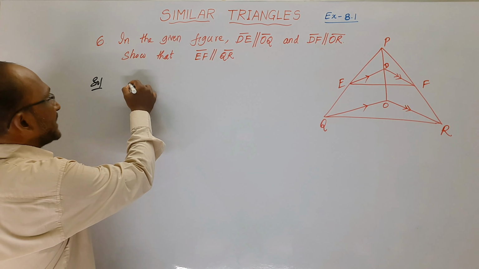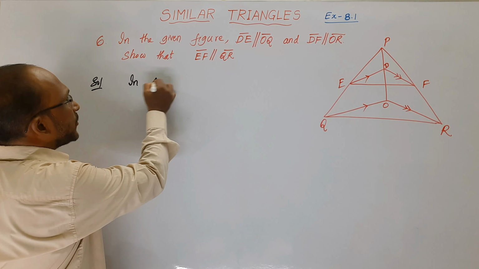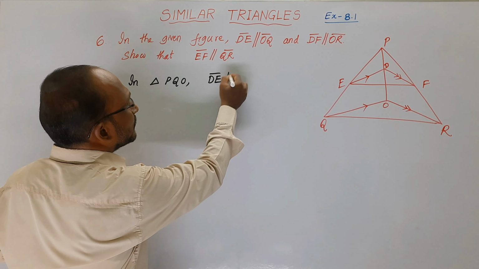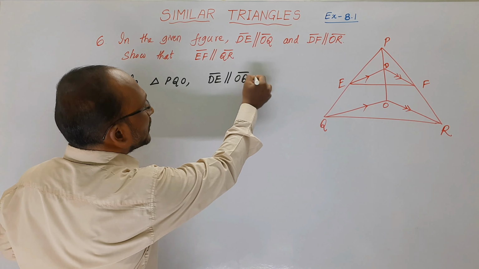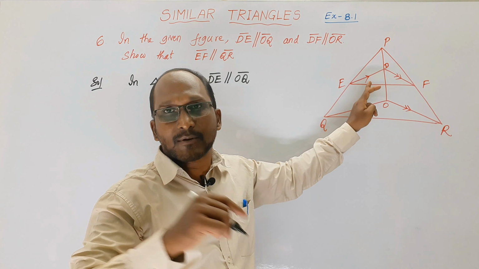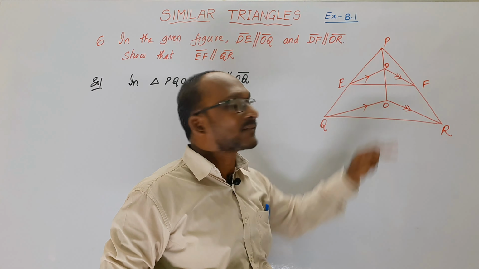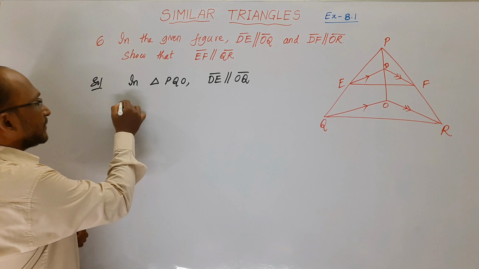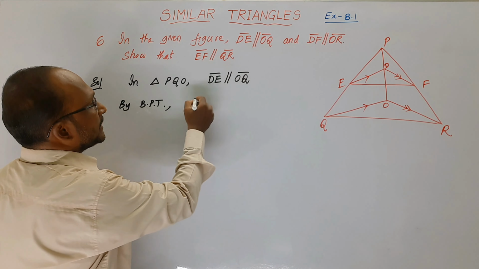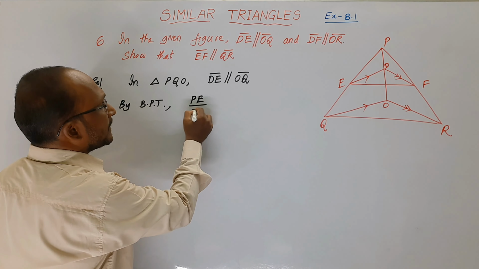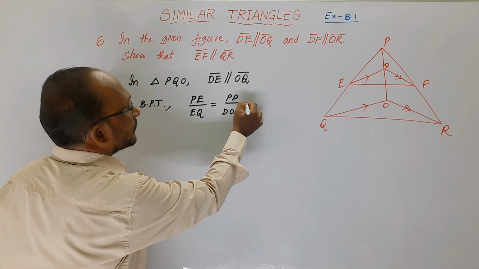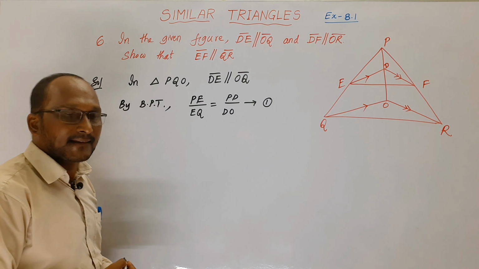That's why let us write that in triangle PQO, what is given? DE is parallel to OQ. As this line is parallel to one of the sides, then by the basic proportionality theorem, it divides the other two sides in the same ratio. Let us write the same. By B.P.T, we can say that PE by EQ is equal to PD by DO. Take it as the first result.